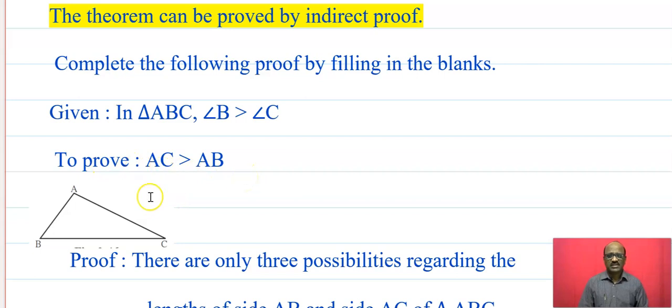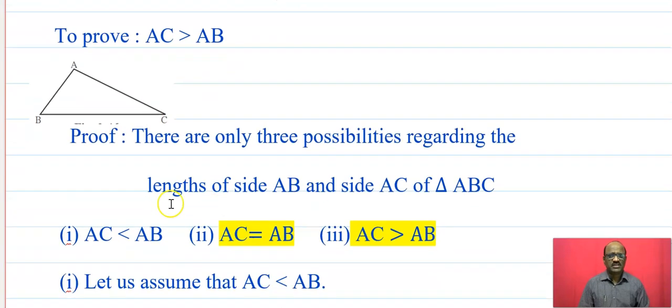The angle मोठा असेल तर त्याच्या साइड्स, त्याच्या अपोजिटची साइड देखील कशी असणार आहे, तर मोठी असणार आहे. There are 3 possibilities regarding the length of AB and the length of AC of the triangle ABC. First is AC is less than AB. Next is AC is equal to AB, and AC is greater than AB. म्हणजे काय की AC हा AB पेक्षा लहान असणार, ते दोन्ही इक्वल असतील, and AC is greater than AB.